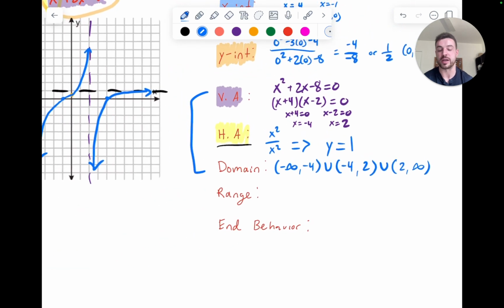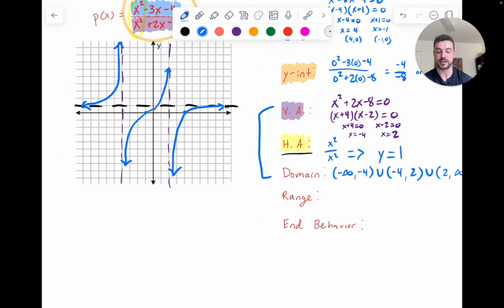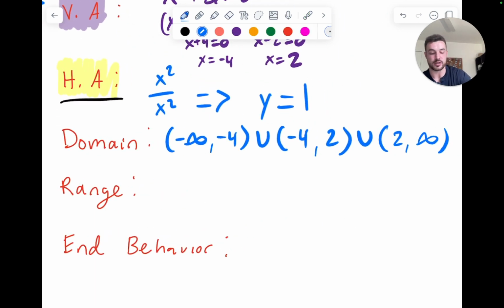Finally, I want that range. And this is why I said it kind of depends on the situation. If we look at this one on the left and the right side, we don't really pass through that asymptote. However, in the middle, we do. And so we go from all the way to the bottom to all the way to the top. So our range here is going to be from negative infinity to infinity.